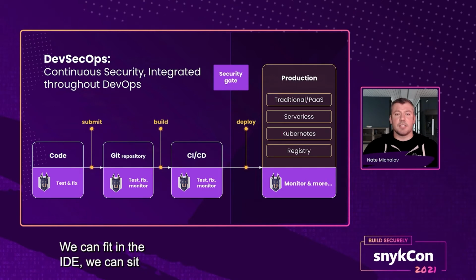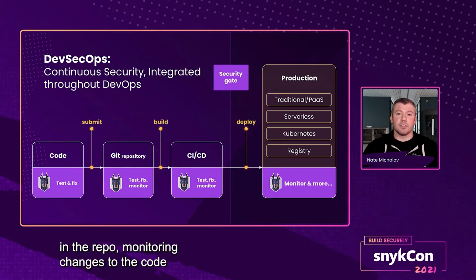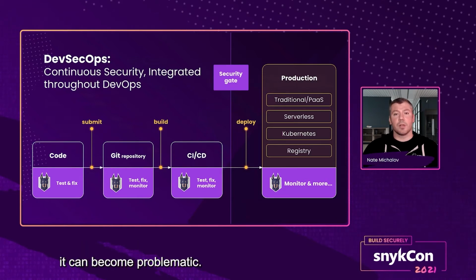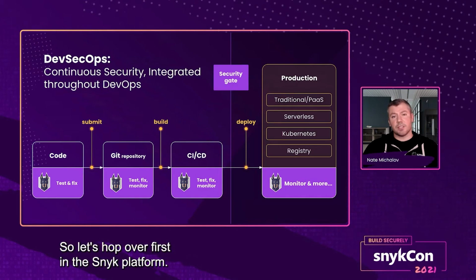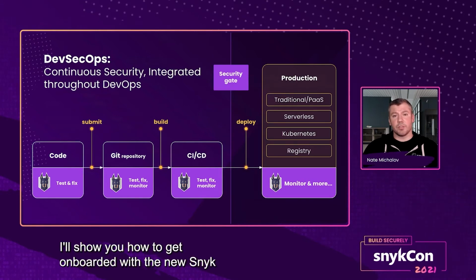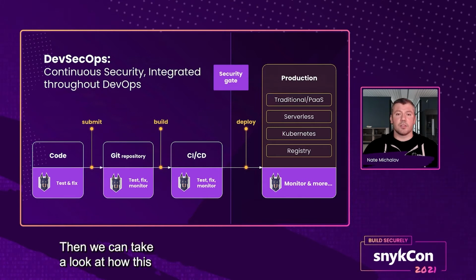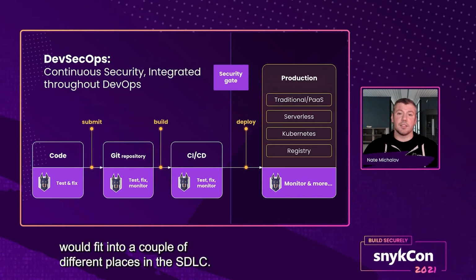We can fit in the IDE, we can sit in the repo, monitoring changes to the code while developers are collaborating around new features and functionality, and we can also provide gating in the CI, making sure nothing of critical severity or whatever your tolerance threshold is reaches a production environment where it can become problematic. So let's hop over first into the Snyk platform. I'll show you how to get onboarded with the new Snyk Code application. Then we can take a look at how this would fit into a couple of different places in the SDLC.